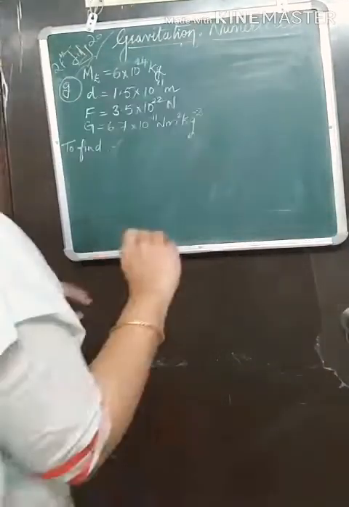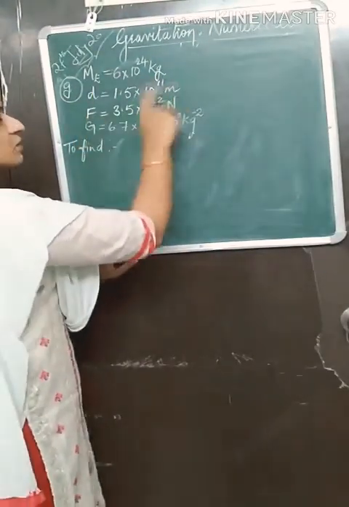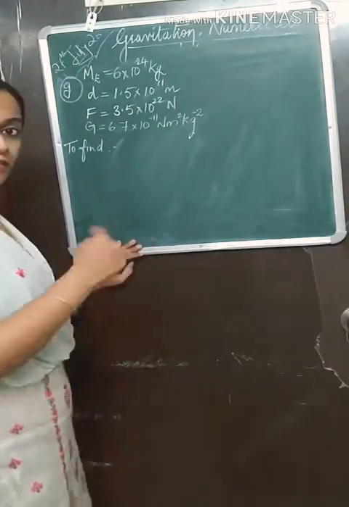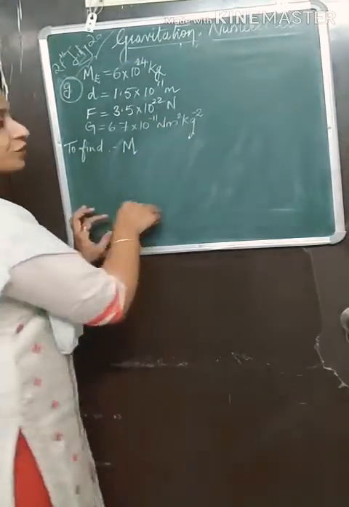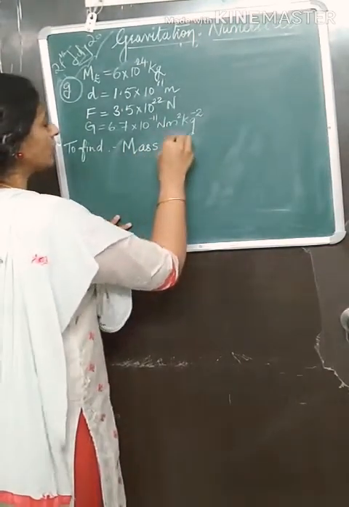Let's crack it. So for you all I have written the given. Mass of the earth is given. Distance between both is given. Force is already given. In the previous sum we found the force. Here force is given. G is also given. To find the mass of the sun. So you can write, to find mass of sun.